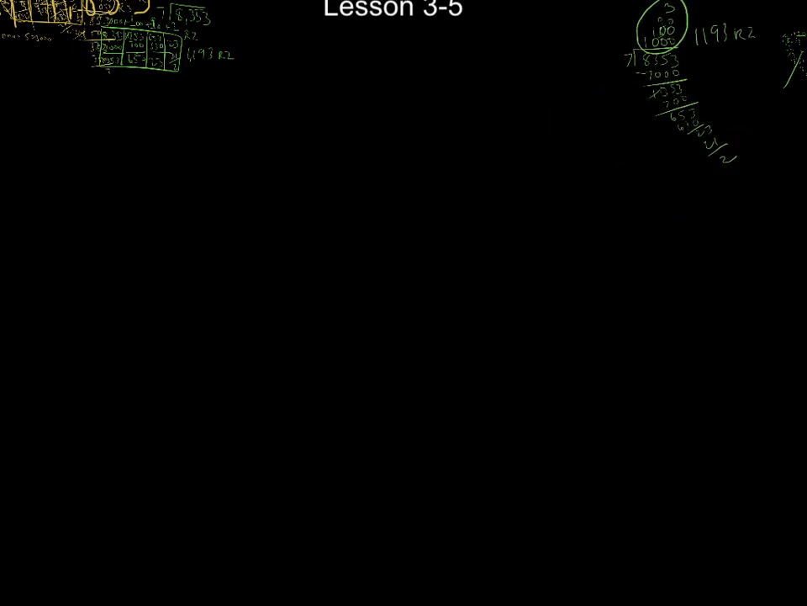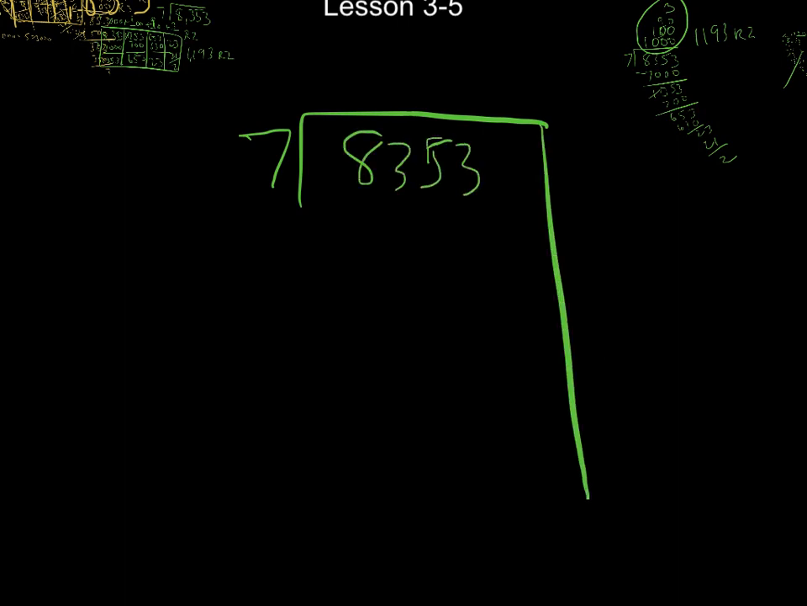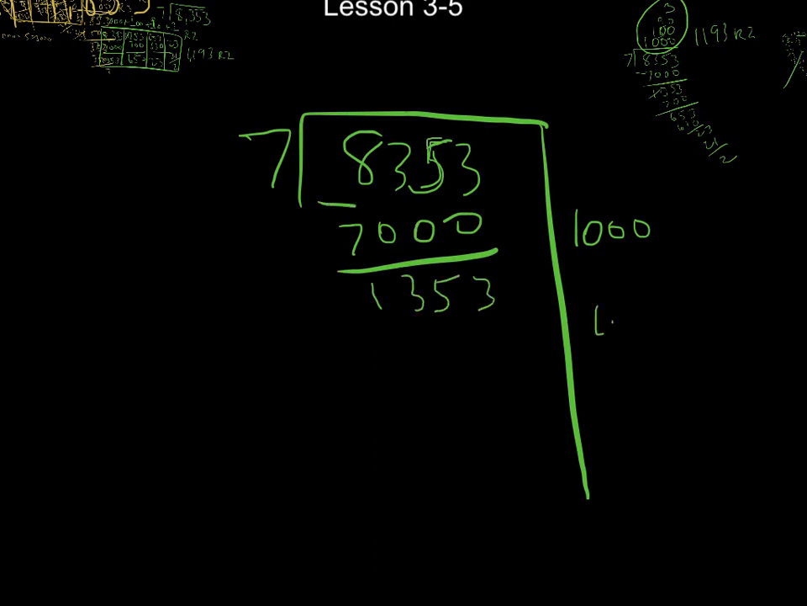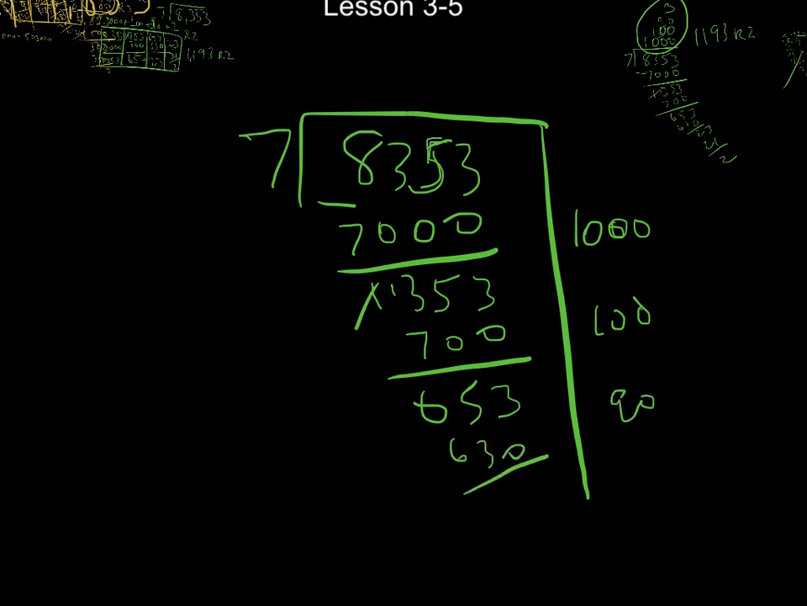And the last method I'm going to do is my method, 8,353. Let's call it the 7 method, where it looks like you're drawing a 7 on the side. 7 can go in 8,353 1,000 times. Make 7,000. As long as I subtract properly, I'll get 1,353. It can go in 100 times. Give me 700. 3, 5, 6. Okay, it can go in 90 times. 630, remainder of 23. It can go in 3 times. 21, remainder of 2. Add all these together, 1,193 with a remainder of 2.